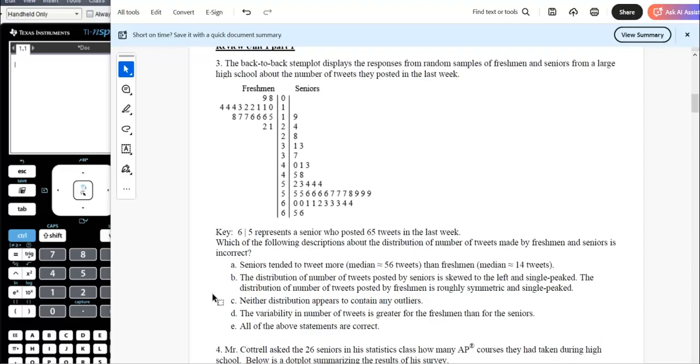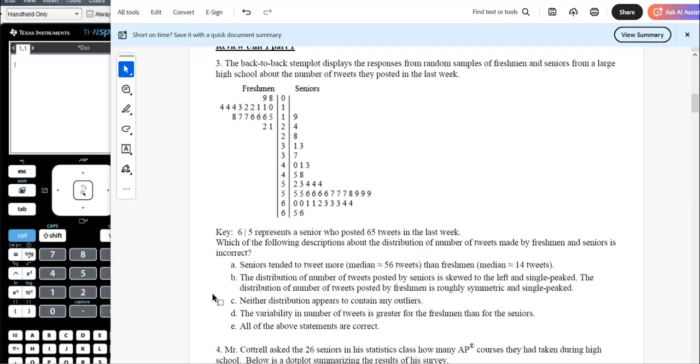Back-to-back stem plots display the responses for freshmen and seniors from a large high school for the number of tweets they posted in the last week. Wow, seniors post a lot more, right? 6|5 represents 65 tweets. Which of the following descriptions about the distribution of number of tweets made by freshmen and seniors is incorrect? Because it's hard to wrap your mind around it, you have to find the incorrect one.